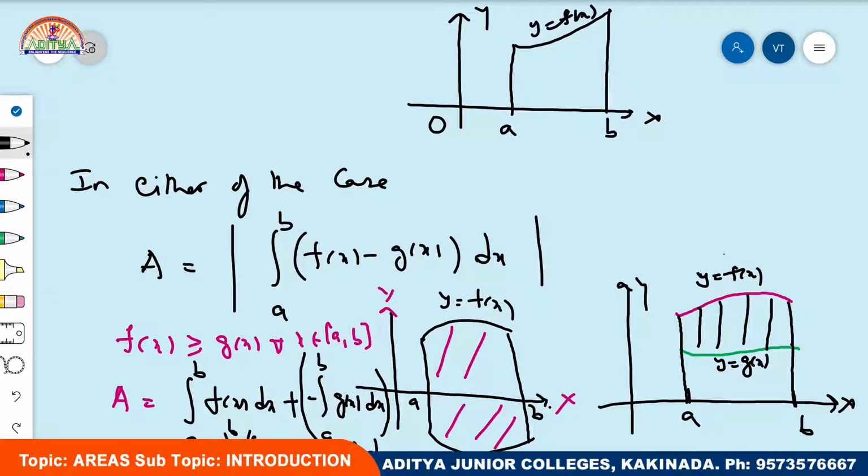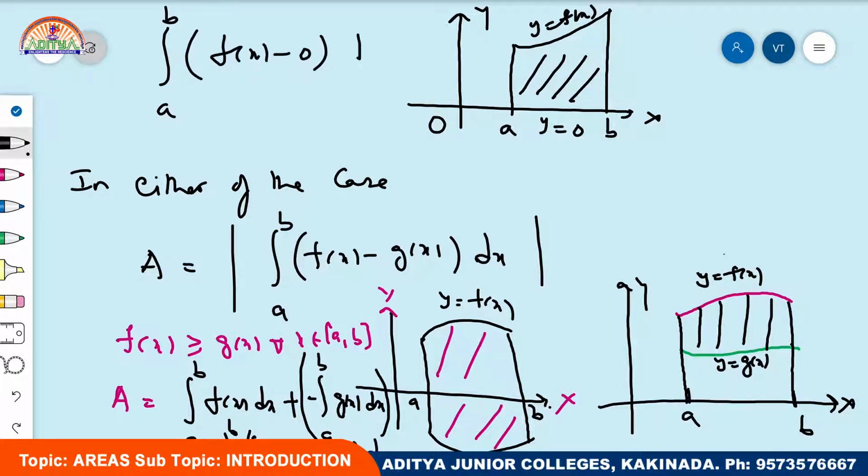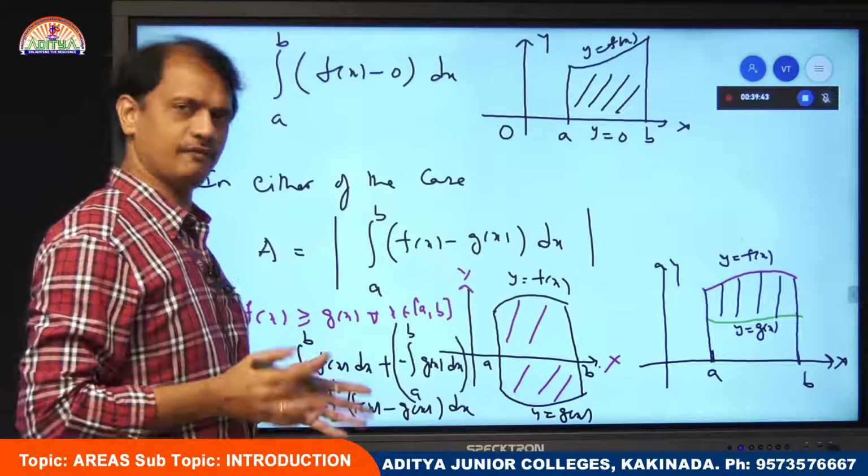Here the graph is y equal to f of x and here the x-axis is y equal to 0. Now, what is the area of this region? Here you can observe one thing. The upper curve is f of x, the lower curve is y equal to 0. Therefore, the upper minus lower concept is applied here. What you will get is f of x minus 0 dx. Therefore, this is the area of the region. Instead of writing f of x minus 0, we are writing directly f of x.